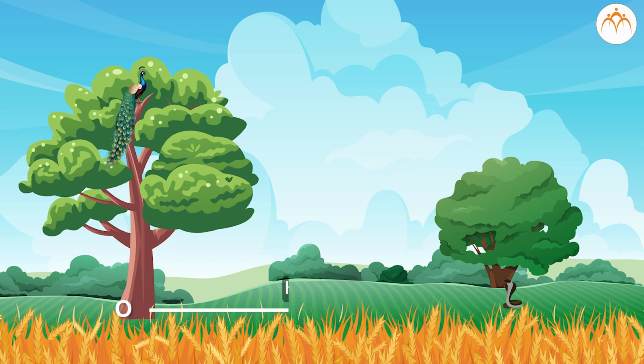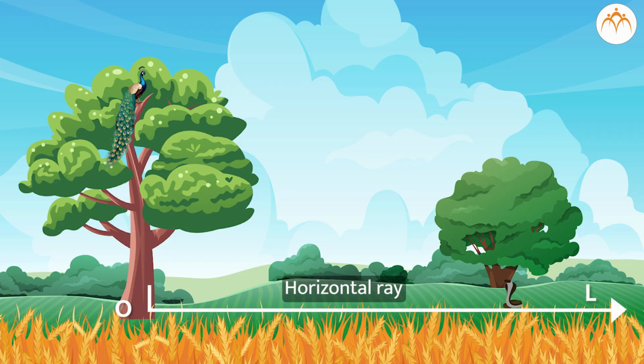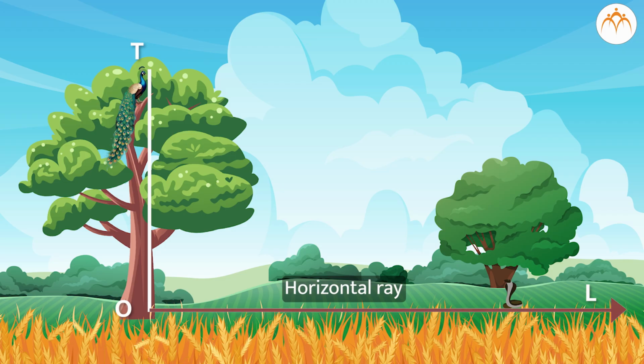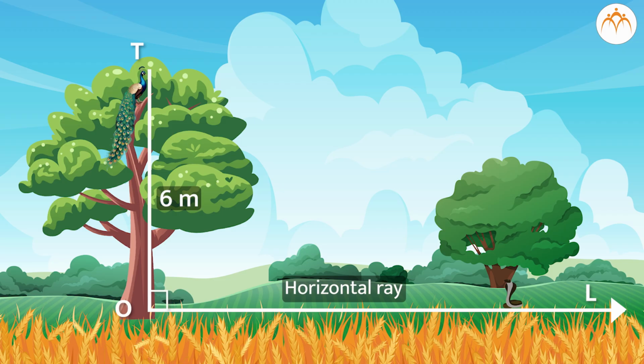Draw a horizontal ray OL to represent the ground. The tree is perpendicular to the ground. Therefore, draw line segment OT representing the tree perpendicular to ray OL. Mark the height of the tree, that is segment OT, as 6 meters. Peacock, who is the observer, is sitting at the top of the tree at point T.